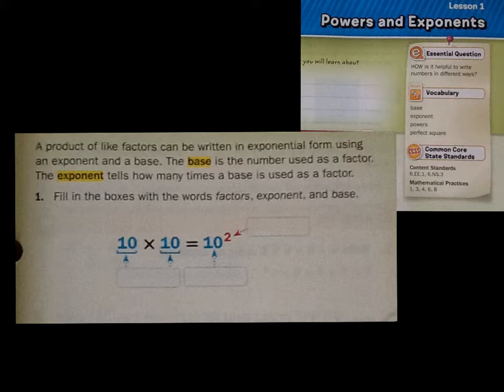As we all know, these tens here are called our factors. Whenever you multiply two numbers together, they're factors. In this case, the new word, the base, is the number used as a factor. This right here is called the base. So our 10, once it's a factor, then becomes the base. Lastly, this 2 up here is going to be called our exponent, which tells us how many times we need to multiply the factors. So this right here would be our exponent. It'll make more sense when we go through some examples.